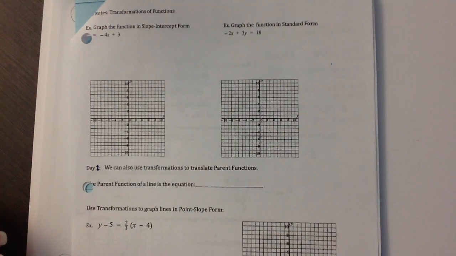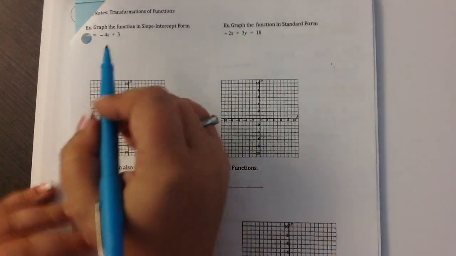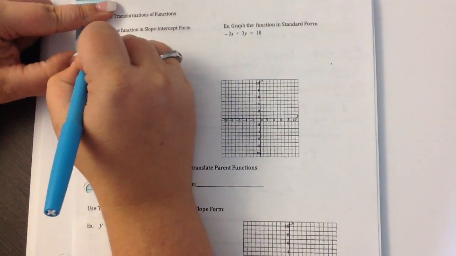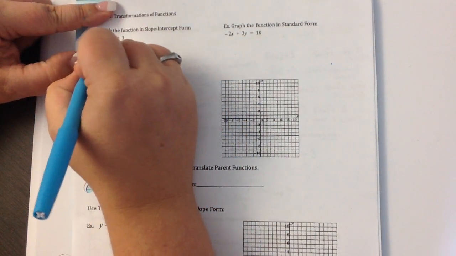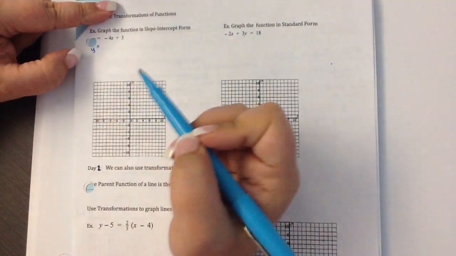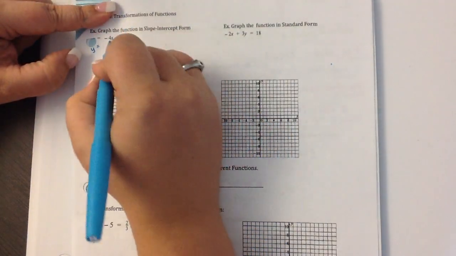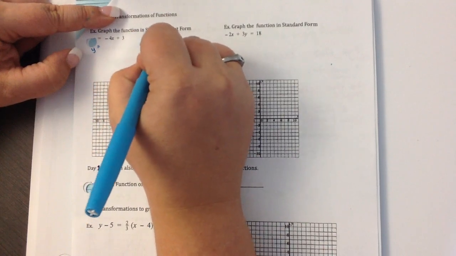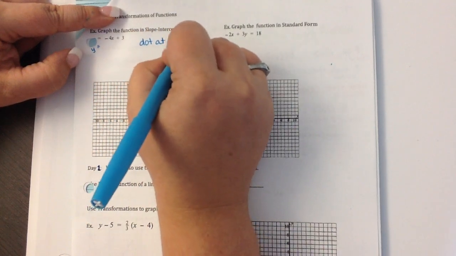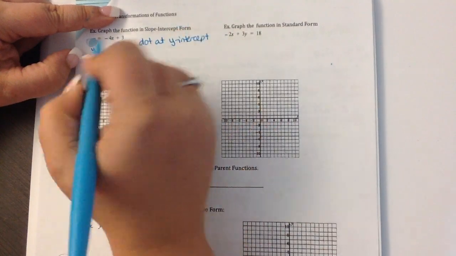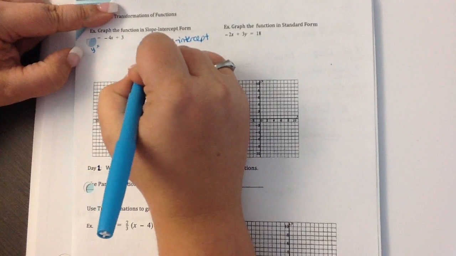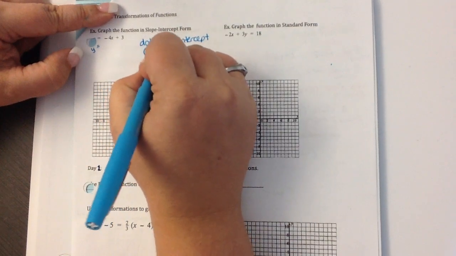So go ahead and flip over, and here's some old friends. So when we are graphing in slope-intercept form, there should be a y here. Sorry, that got cut off by the hole punch. So y equals negative 4x plus 3. Hopefully you know that to start this, you make a dot at the y-intercept. And remember, the y-intercept is the one that comes after the x. So the y-intercept in this case is 0, 3.